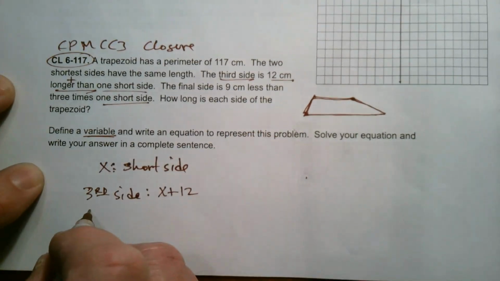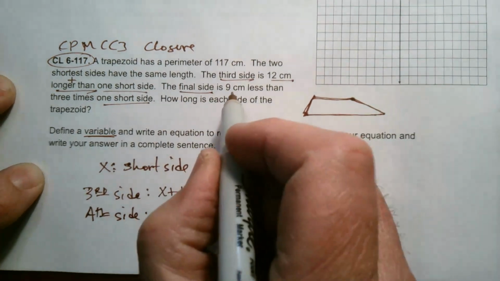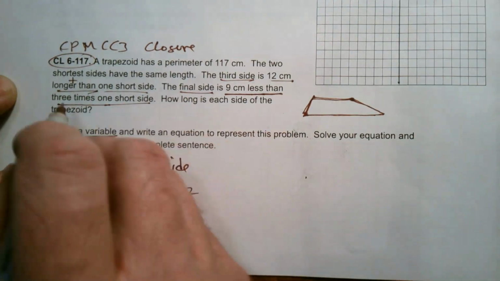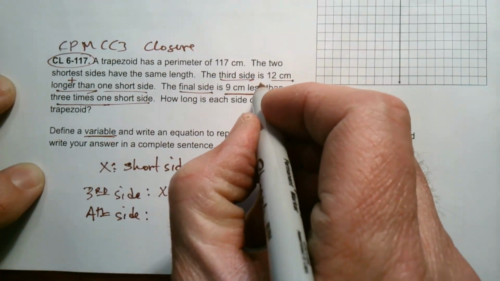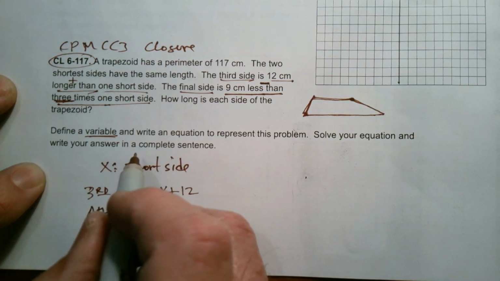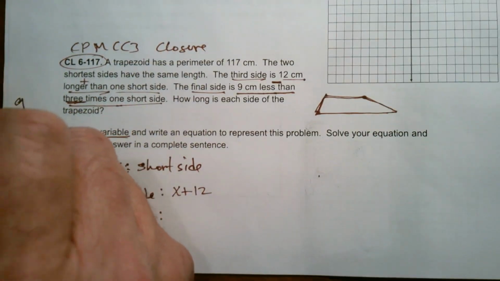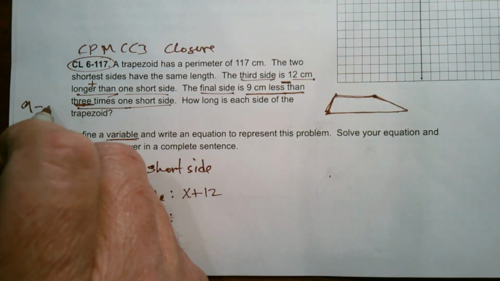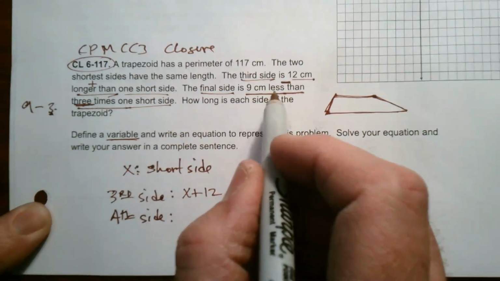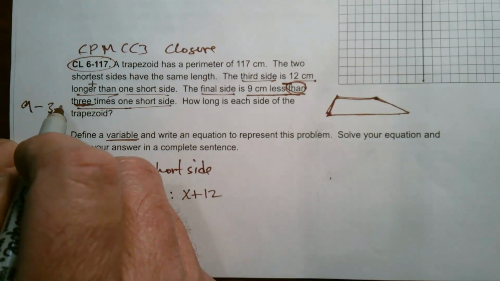The final side, which we'll call the fourth side, is 9 centimeters less than 3 times one short side. There's a lot there. 9 less than means subtraction. 3 times means multiplication. So I've got this 9 minus 3 times, but because it says less than, it's not 9 minus 3 times x.